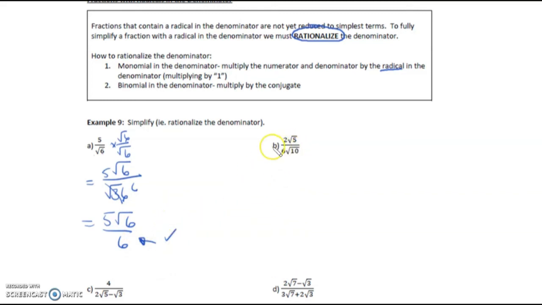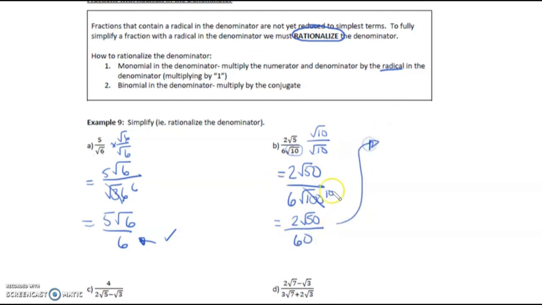Okay, let's practice that one more time. 2 root 5 over 6 root 10. Well, just multiply by the radical in the denominator, root 10 over root 10. This gives us root 10 times root 10, root 100, which cancels out to 10. So we would get 2 root 50 over 6 root 100. Well, root 100 goes down to 10. So we get 2 root 50 over 60.